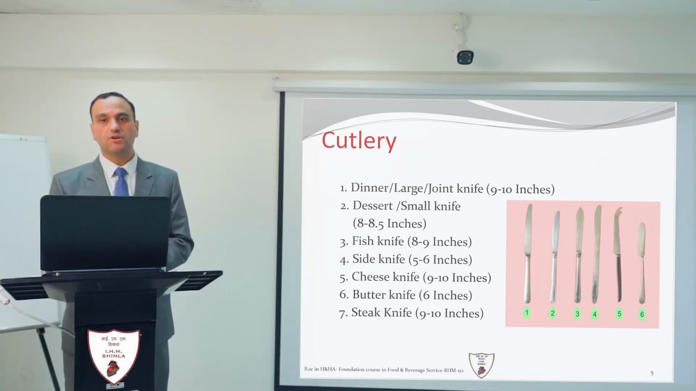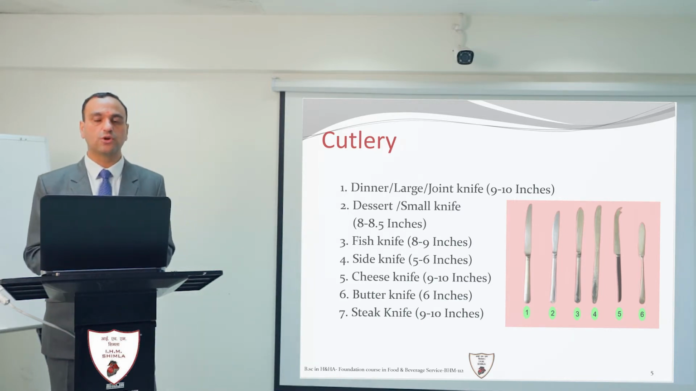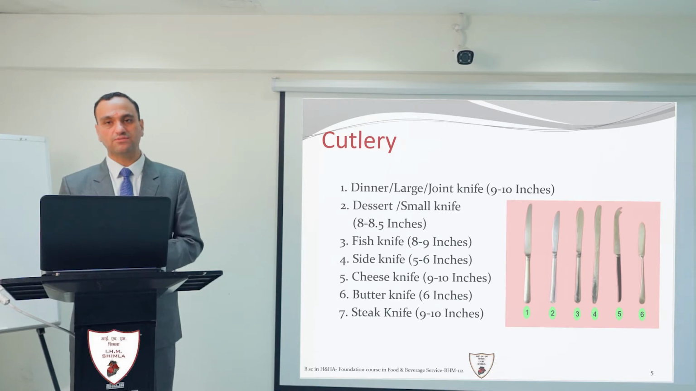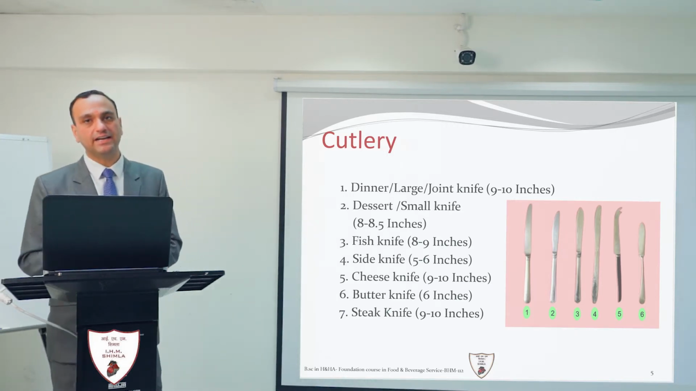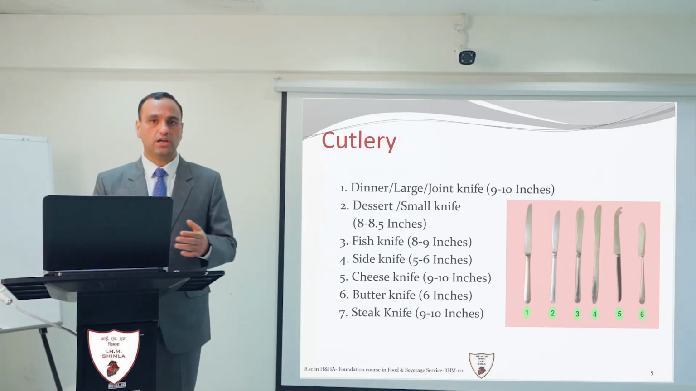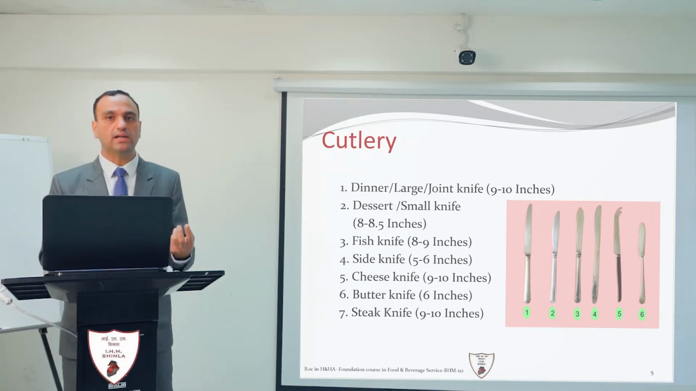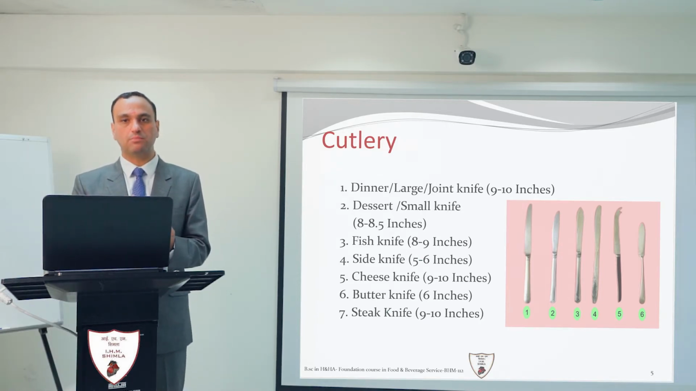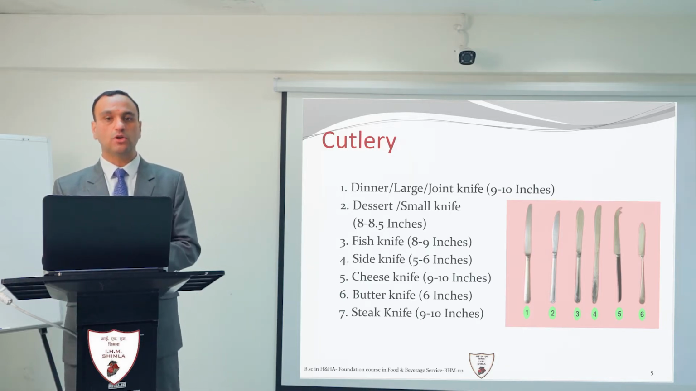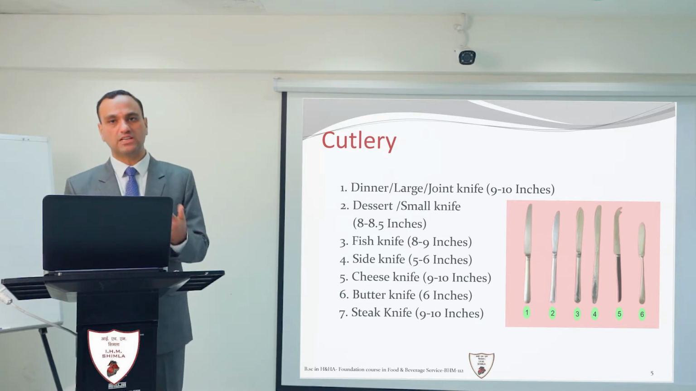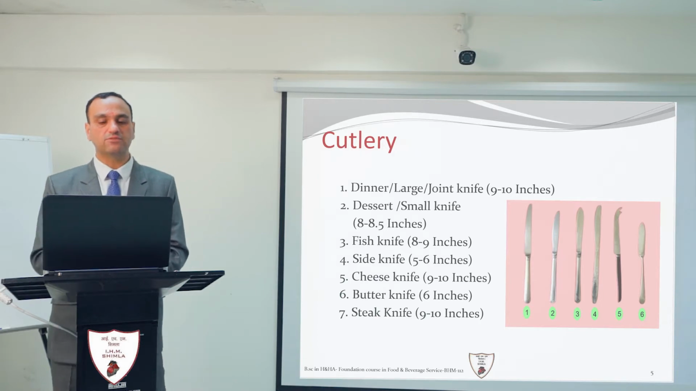Next is the fish knife. The fish knife is used for the service of fish. While the guest is going to have fish, they will use the fish knife. The size for the fish knife is 8 to 9 inches. Next is the side knife. The side knife is placed on the side plate, which is also called a quarter plate, and it is used to place butter on the bread. Since it is placed on the side plate, we call it the side knife, sometimes also the butter knife. The size of the side knife is 5 to 6 inches.